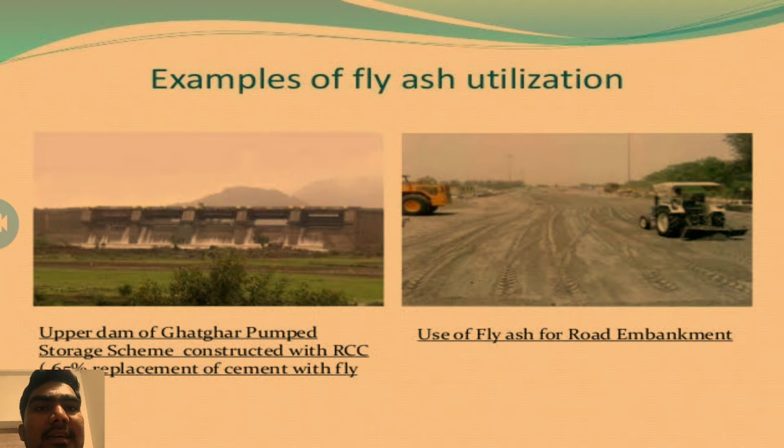Here you can see an example of fly ash utilization in the upper dam of the Ghatgar pumped storage scheme, constructed with RCC. It is a 65% replacement of cement with fly ash. Here the other figure shows utilization of fly ash for road embankment.